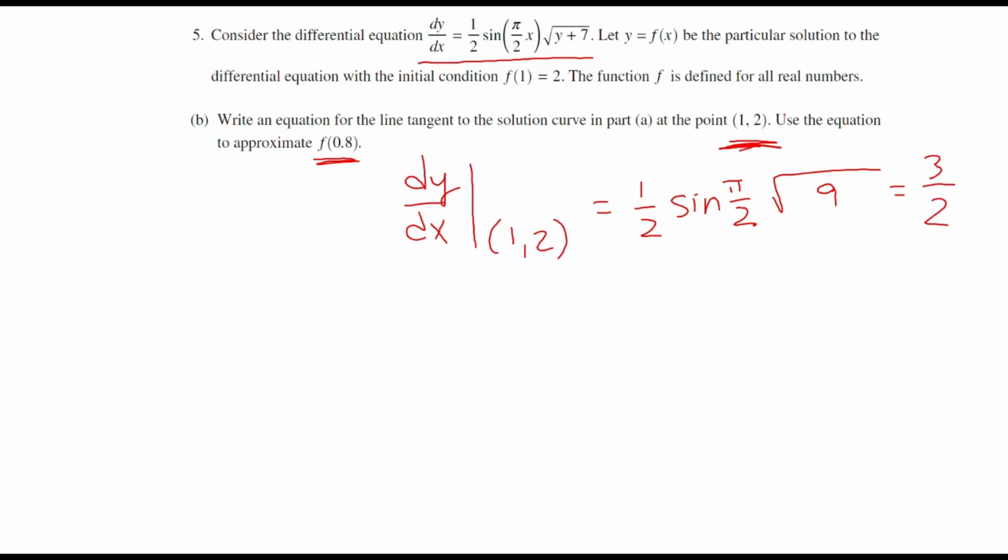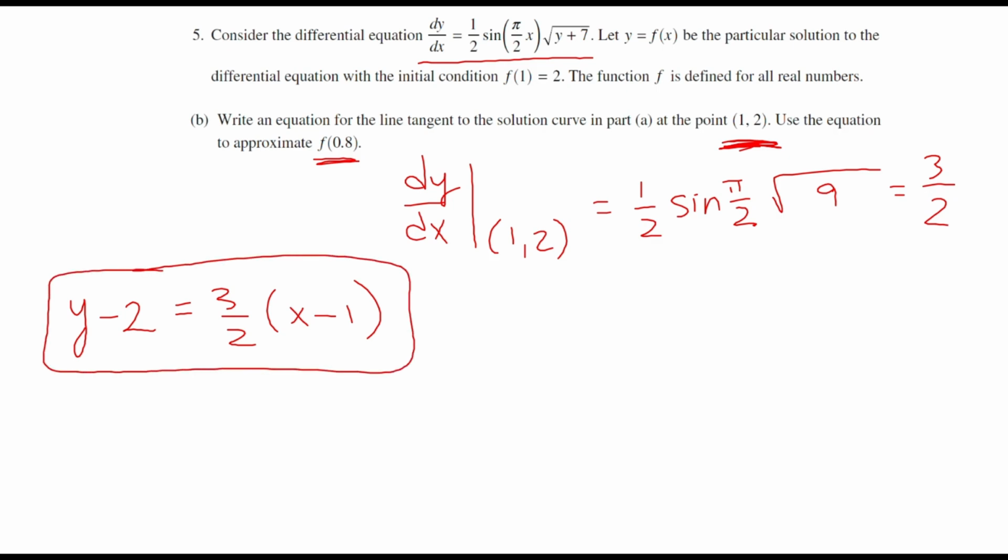And so you don't get any points just for getting 3/2, but you do get a point for the tangent line equation. And I'll use point slope form here. Y minus 2, because we're using the point 1, 2, is equal to 3/2 times x minus 1. And you'll find in the scoring guidelines that they usually add the 2 back over to the right-hand side, but you can just leave it in point slope form. There's no reason to add that 2 over, other than you'll have to do it when you do the approximation for f of 0.8. But this answer is perfectly acceptable to get you the first point for part B.